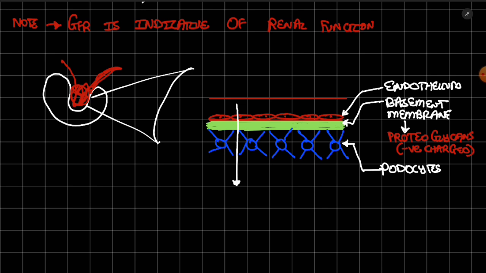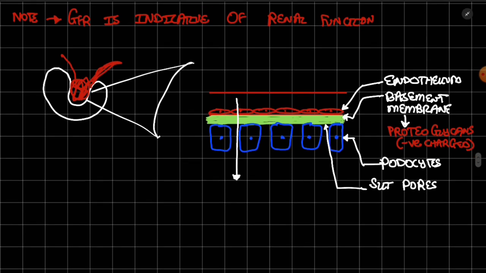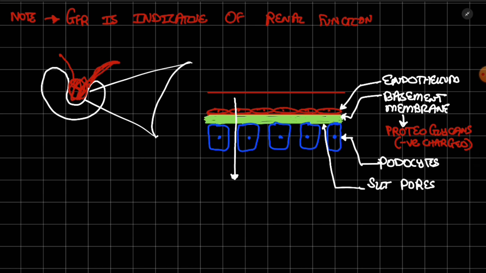So the blood comes from the endothelium, then the basement membrane and the podocytes. This is a very schematic diagram, but the real diagram is like this. The podocytes are specialized cuboidal cells. They contain slit pores, and these slit pores allow the passage from the endothelium, then the basement membrane, and then the podocytes to the urinary tubules. So without proteins, due to the proteoglycans, the filtrate flows into the urinary tubules.